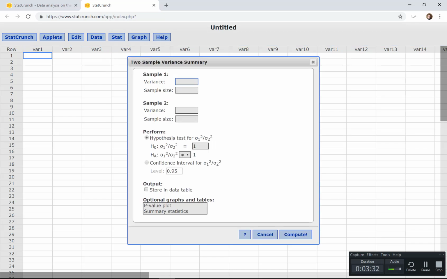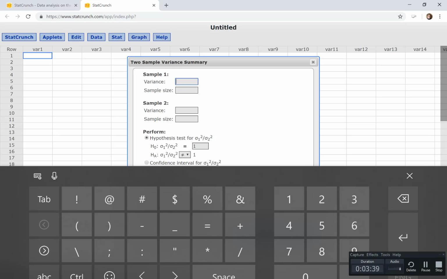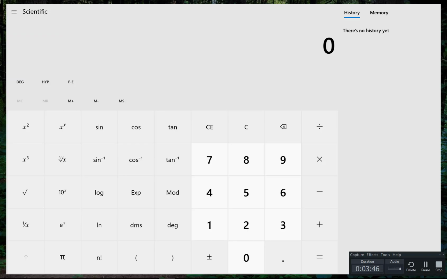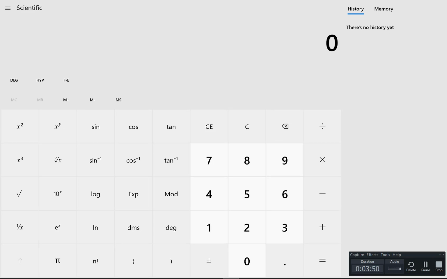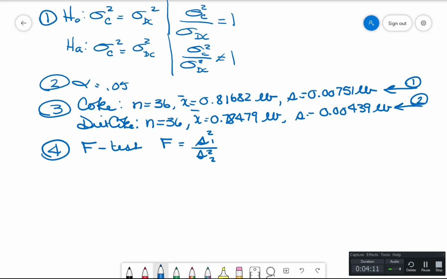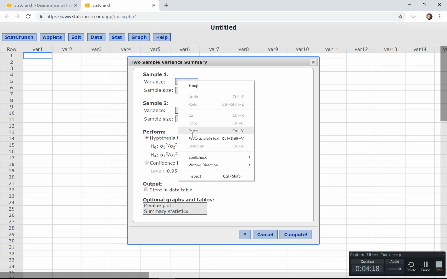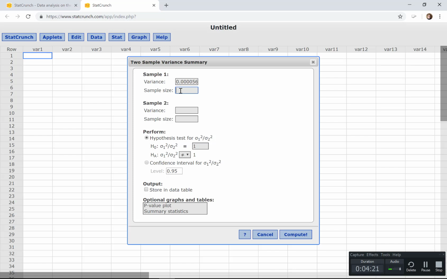All right, and let's go ahead and put our data in. So our variance was, oh man, we've got to square that. So let's go back. I'm going to square 0.00751. And you can see what I get. So now let's see if I can cut and paste that. Copy. Now let's go back to our whiteboard. Nope, sorry. We got to go back to our StatCrunch, don't we? And let's see if we can paste that. Yay, it works. Our sample size is 36.